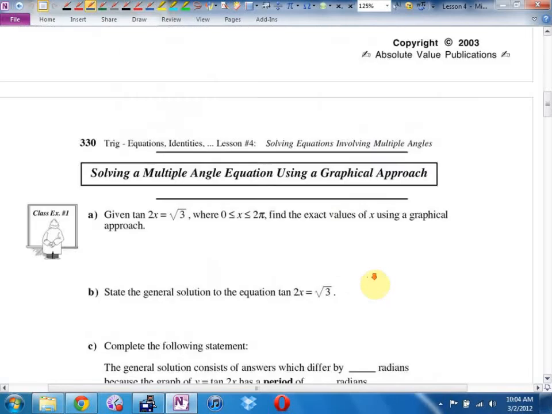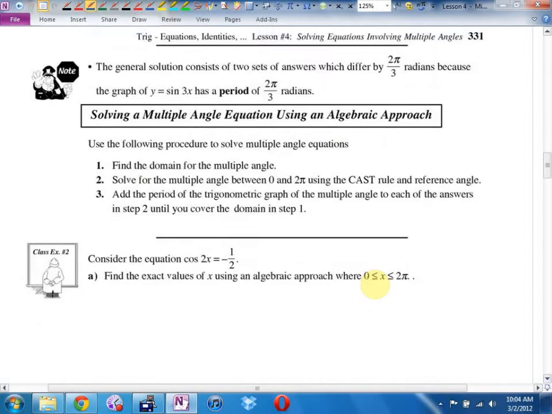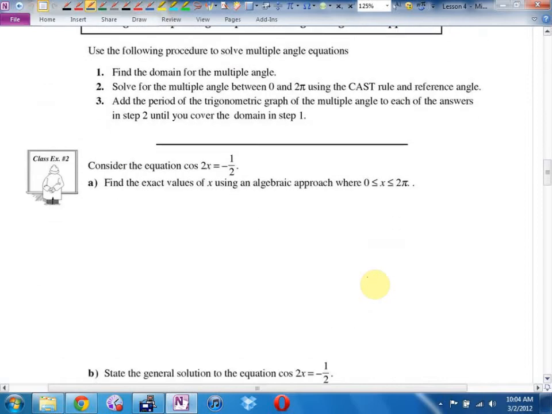Actually, what I want you to do is turn to page 331. Example 2. It says, consider this equation. Find the exact values using an algebraic approach.